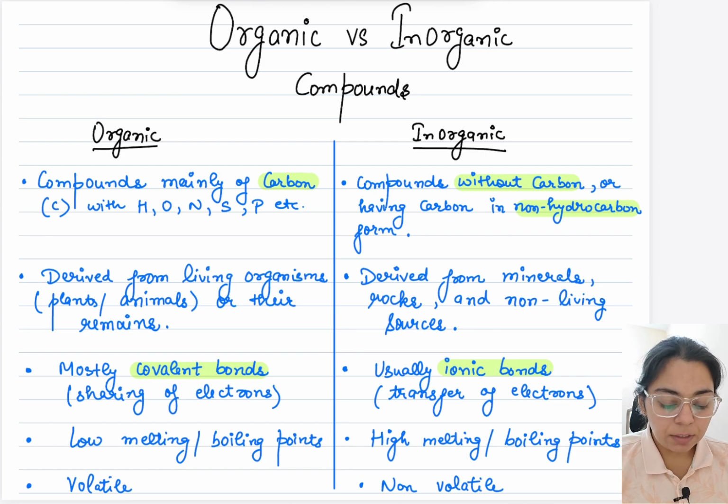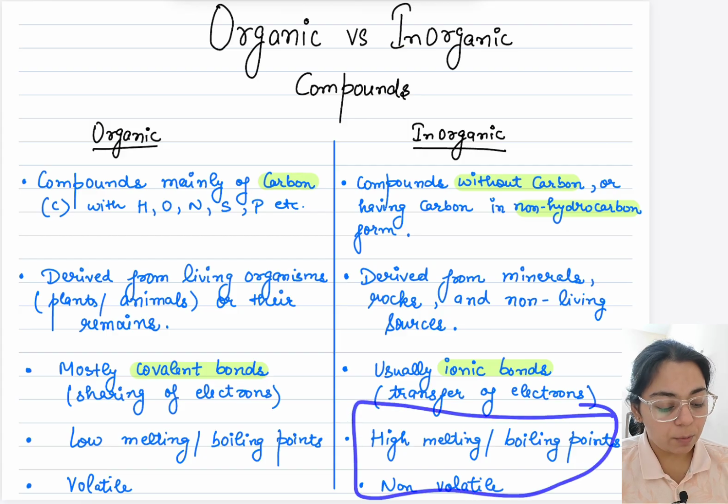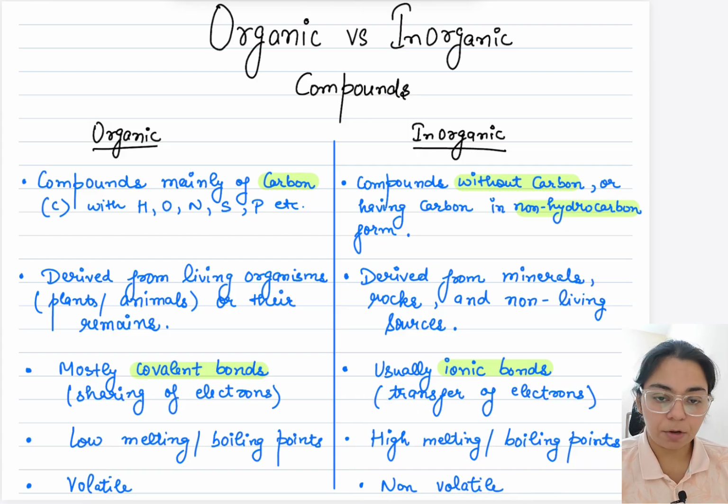Then what are the properties now? Organic ones will have low melting and boiling points, and they will have volatile nature. What is volatile nature? At normal temperatures also they can change from solid to gas or liquid to gas. While inorganic ones will have very high boiling or melting points, and they will be non-volatile. That means at normal temperatures they will not change from solid or liquid to the gaseous form directly. If they have to, the temperatures need to be very high.